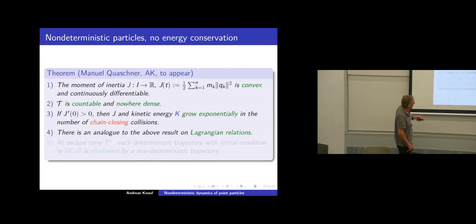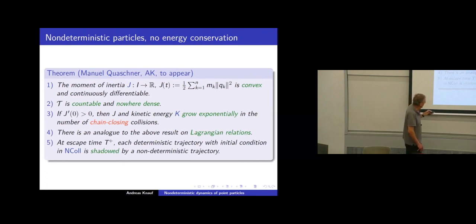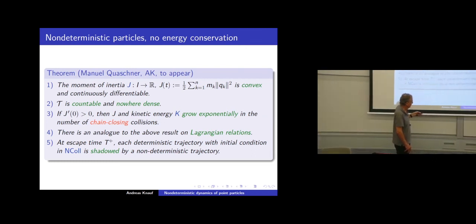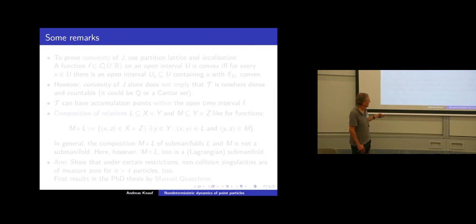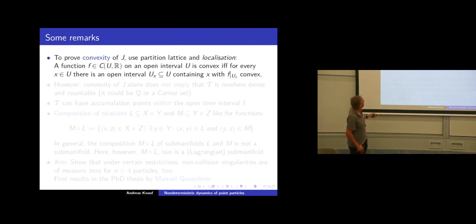There's an analog of the above result on Lagrangian relations. And finally, at escape time, each deterministic trajectory, let's say in celestial mechanics, with some initial conditions in a non-collision singularity, is shadowed by such a non-deterministic trajectory. For the last point, there's something still to check, but I'm quite confident; this is just from the last week, so that we can really show this in full generality.